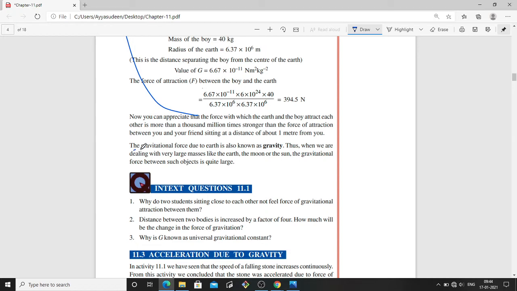The gravitational force due to the earth is also known as gravity. So gravitational force and gravity are the same.